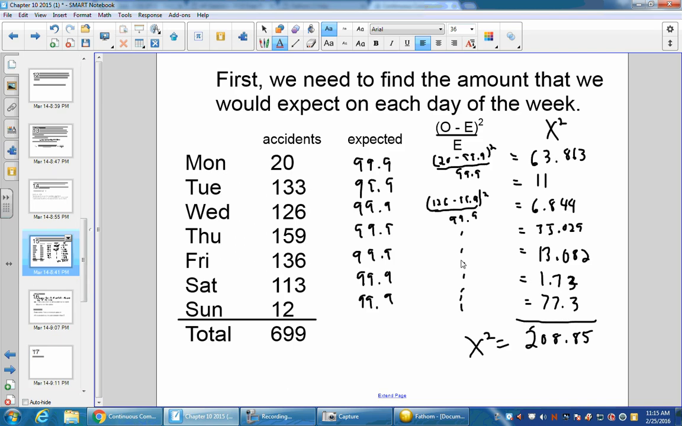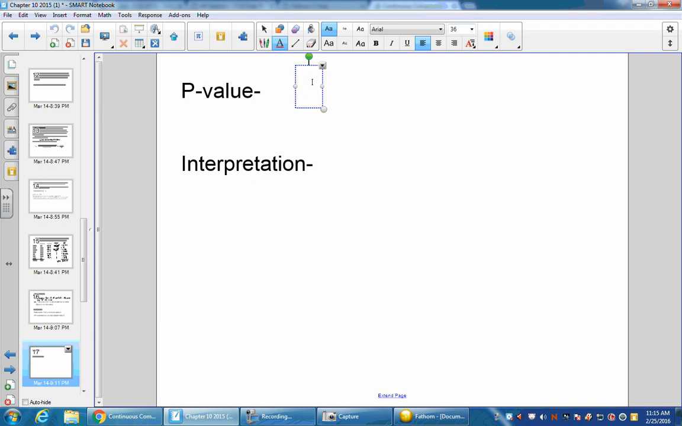Well, back in our previous video, we found our x-squared value to be 208.85. And there are 7 things. So our degree of freedom, we say k minus 1. There are 7 categories, and if I subtract 1, our degree of freedom is just 6.